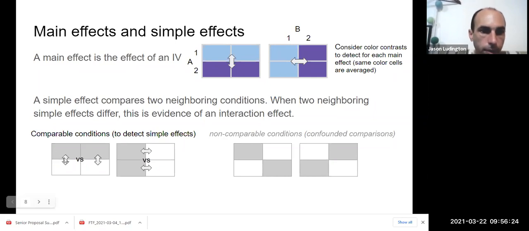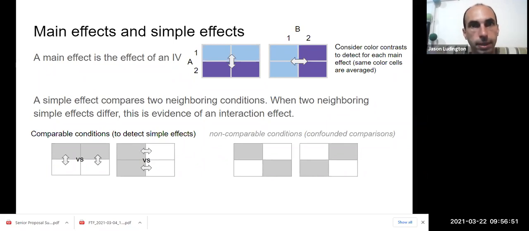But notice that I don't compare the simple effect of the first two boxes on the left to the simple effect of the right and left box on the right grid. That would be an unfair comparison. That would be comparing apples to oranges, because you're comparing the simple effect of variable A to a simple effect of variable B. Those two simple effects are not comparable. They're not fair to compare. And that's not one of the possible simple effects that you would use to detect an interaction effect. You'd only use comparable simple effects to detect an interaction effect.